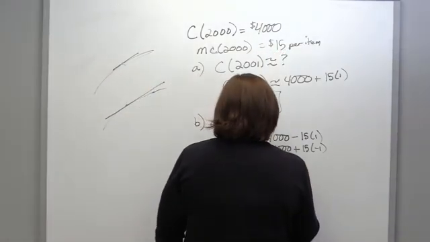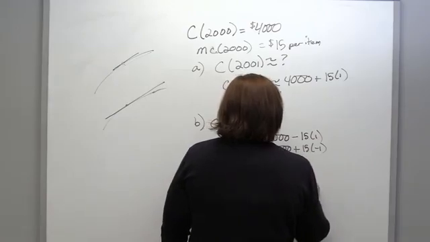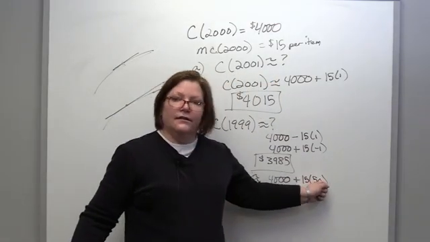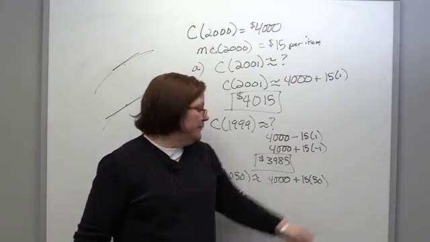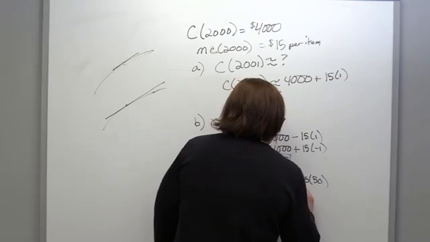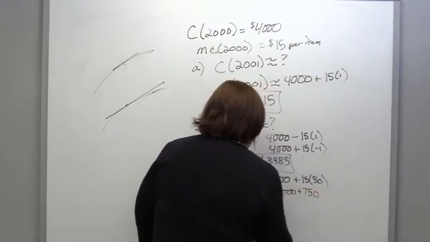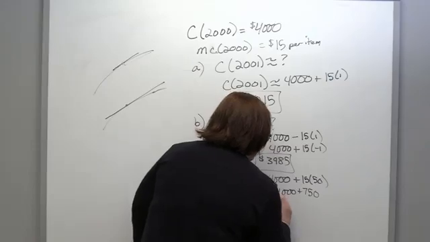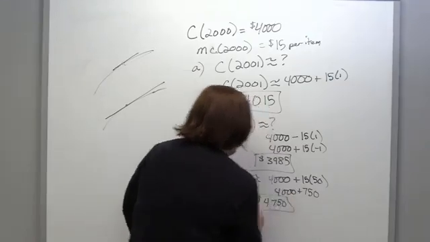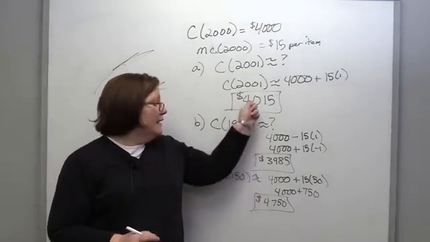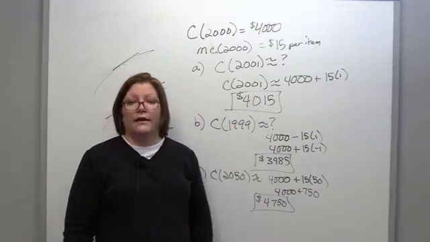So it's going to be about 4,000 plus 15 times 50 items. And we're going to get an estimate of $4,750. This one is probably going to be further off than either of these of reality.